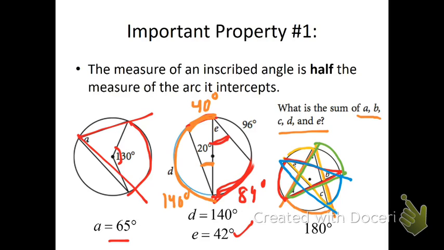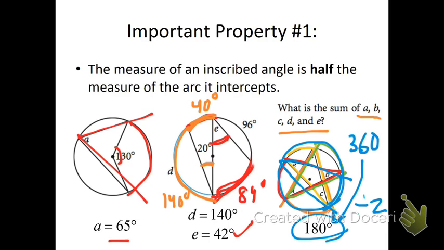If you notice, the 5 arcs in red, orange, yellow, green, and blue make a full circle, so that's 360. And all those angles are going to be half the measures of their arcs, so if the arcs add up to 360, then all the angles have to add up to half of that, 180.